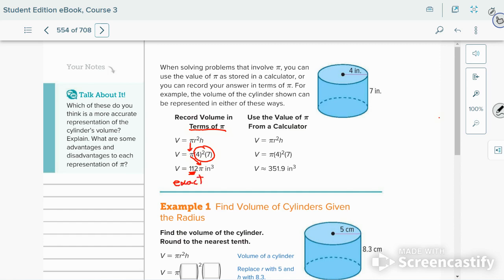But when we use the pi button, all right, use the value of pi from a calculator, it becomes an approximation because we can't possibly write out all the digits. Your calculator can't contain all the digits because they're infinite. So we get an approximation if we use the pi. We can also sometimes use 3.14 and get an approximation as well. The only way to get an exact answer with pi is to just leave the pi symbol in there. Okay, so this is the only way to get an exact answer. Sometimes the problems will ask you for an exact answer, sometimes not.